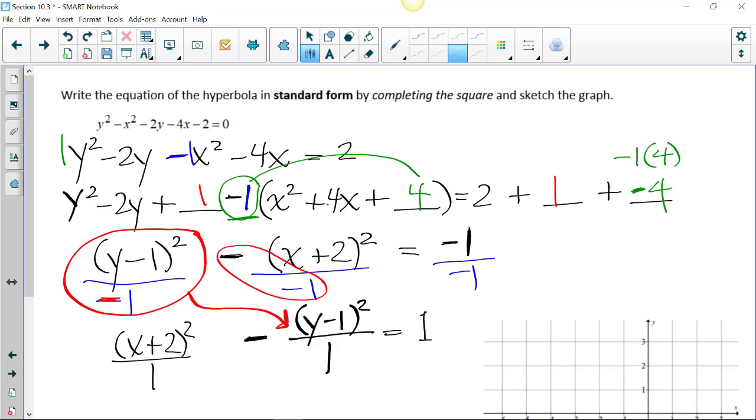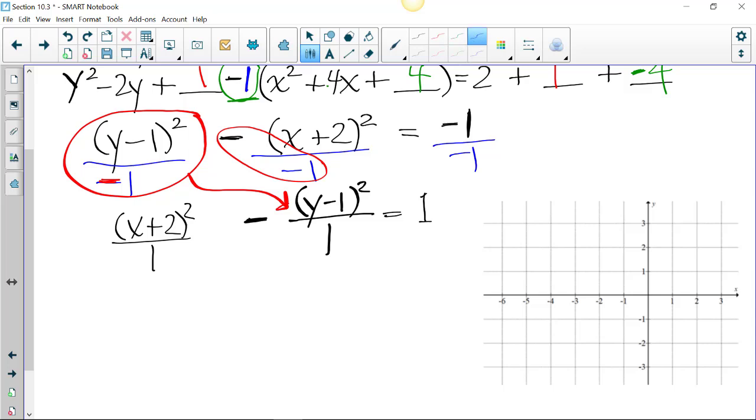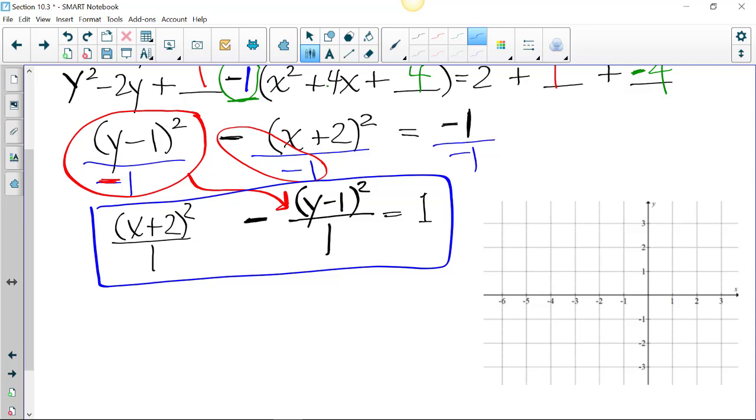Yes, it is. Okay, in an ellipse, one of those denominators could be a 1. We just don't see it as often, but it totally could. Okay, so here is my hyperbola in standard form. So if I'm going to graph, let's do a quick graph. The center is -2, 1. The orientation is left, right, because the x is first.